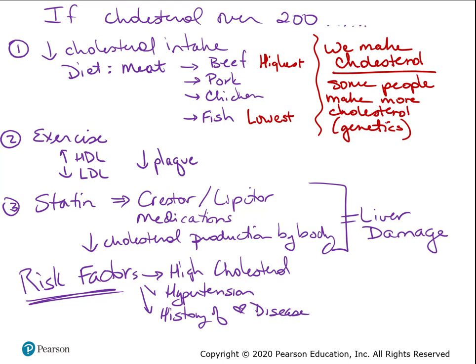Interestingly, the second way is you can exercise, because they have shown that exercise increases HDL and decreases LDL. So remember, HDL is your good cholesterol. Exercising improves or increases HDL numbers, so it's going to help to increase the good cholesterol and decrease the bad cholesterol. And that can actually help decrease the amount of plaque on the walls of blood vessels.